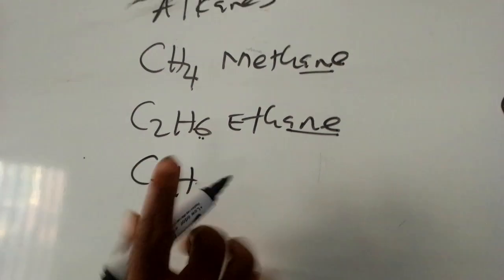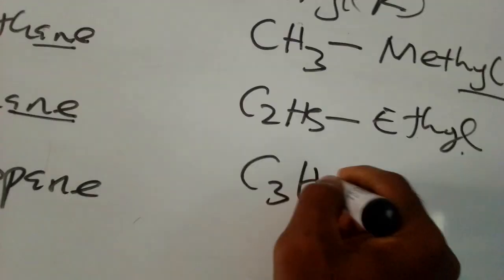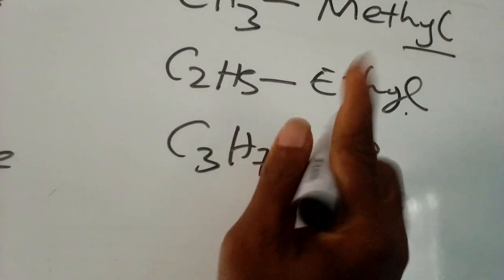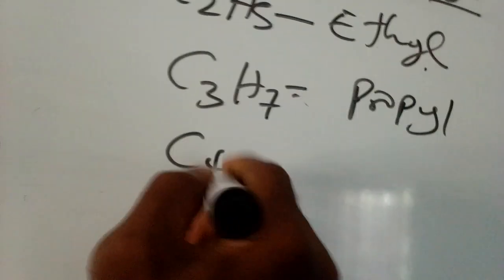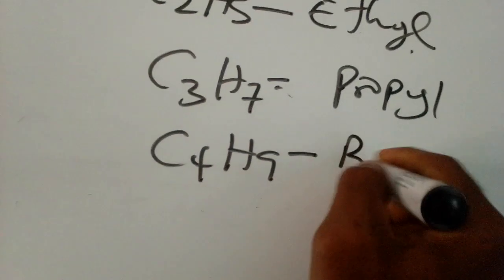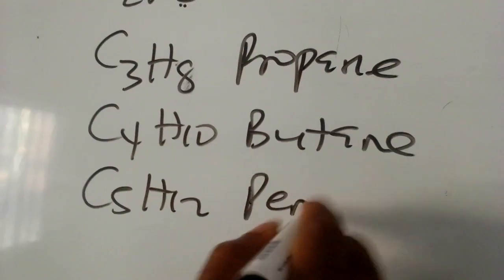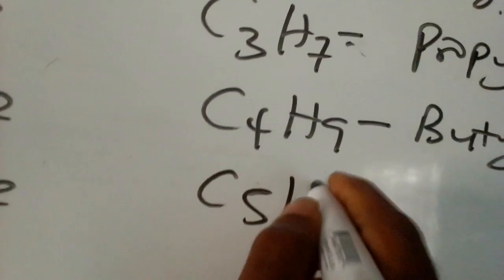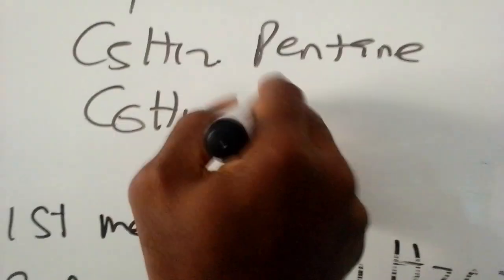Then the next alkane is C3H8, propane. Then you have C3H7, propyl. Got the name? C4H10, butane. C4H9, butyl. C5H12, pentane. C5H11, taking one away, pentyl. C6H14, hexane.